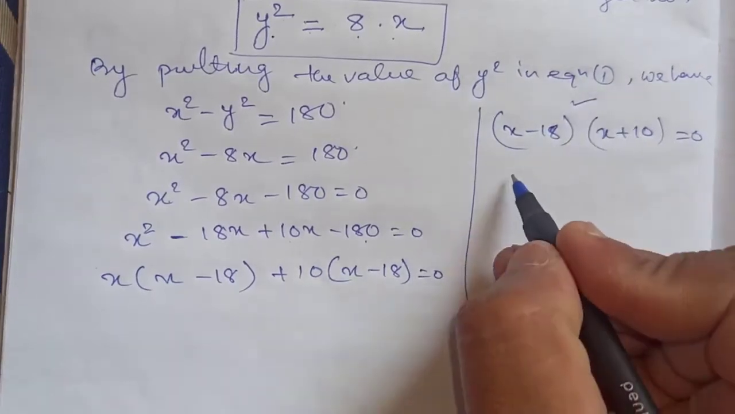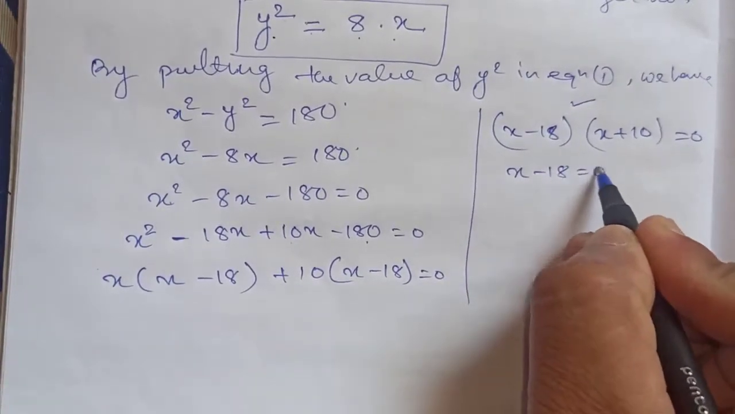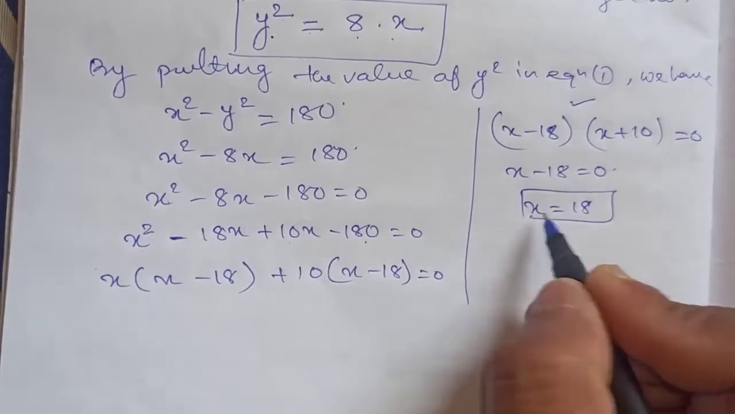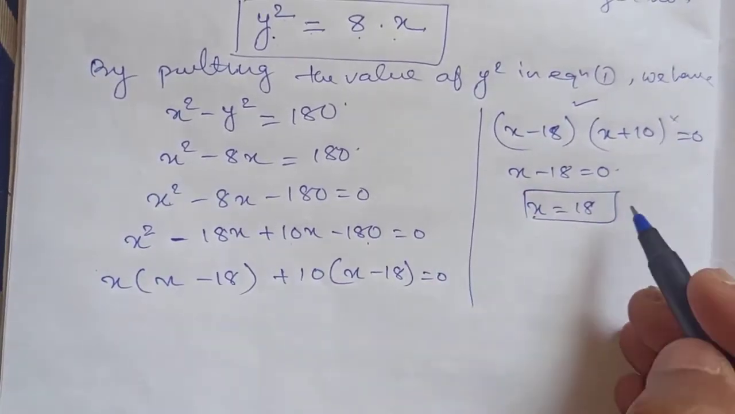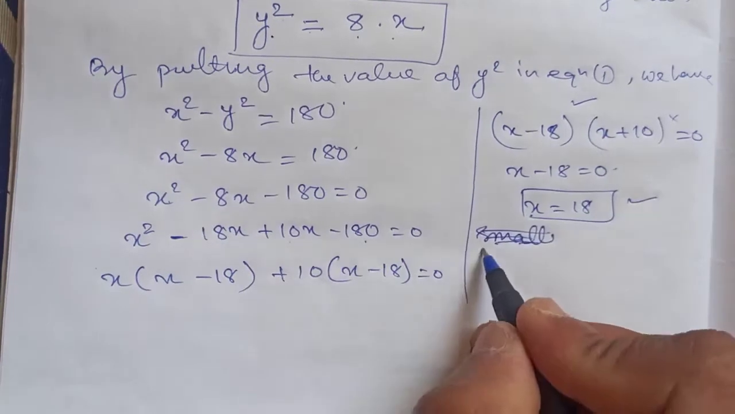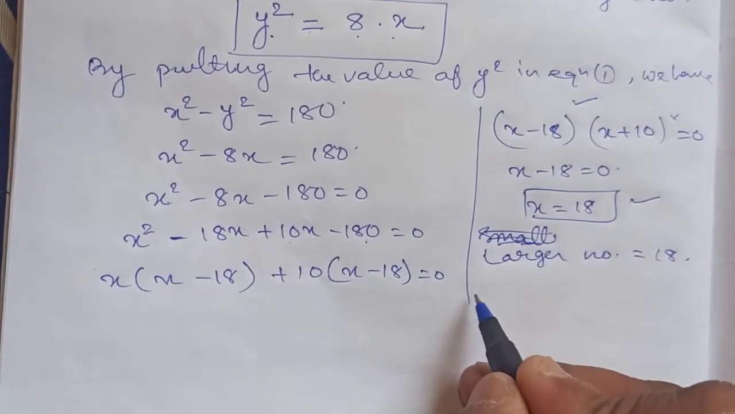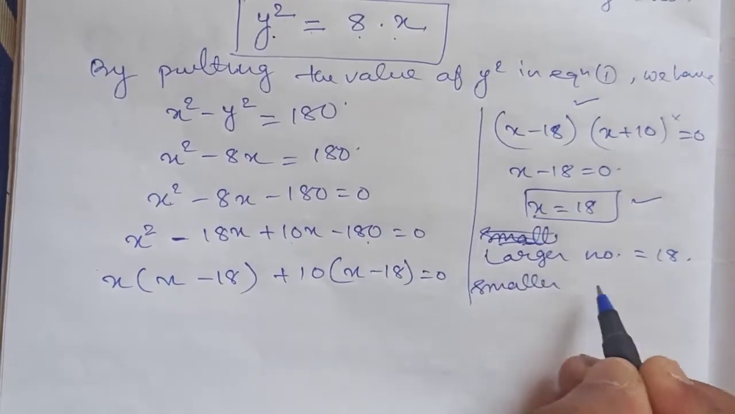This is our answer, because when we take x minus 18 equals 0, bring 18 this side, x equals 18 we will get. This is the positive value. Don't take the negative value. So 18 is the correct answer. This is the larger number. Larger number is 18.